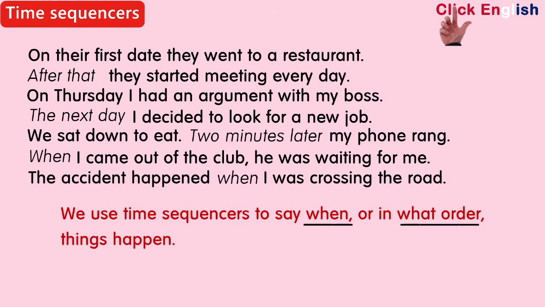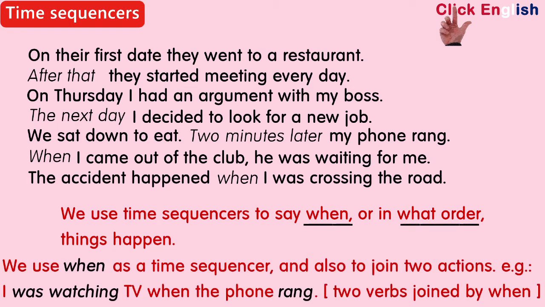We use time sequencers to say when or in what order things happen. We use when as a time sequencer and also to join two actions. I was watching TV when the phone rang. Two verbs joined by when.